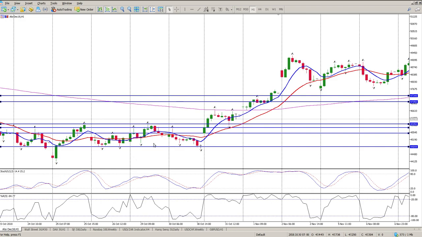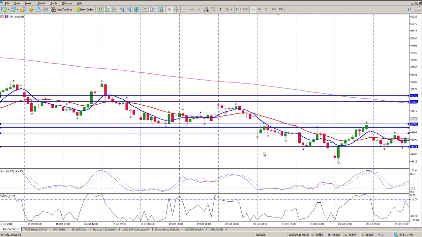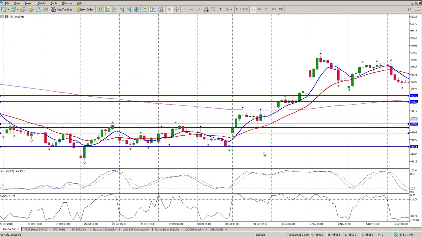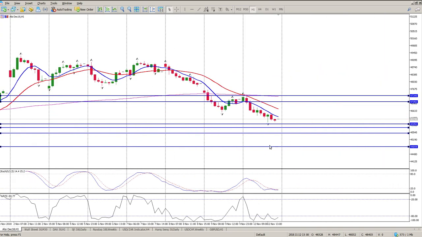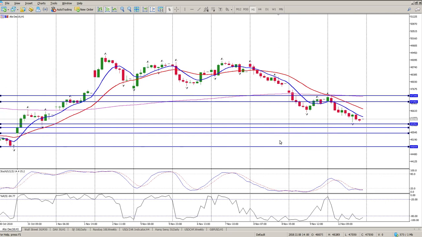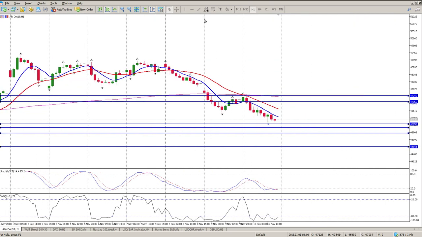Okay, if you look to the left, you'll see there are a lot of buyers at that level. So a lot of people seeing value at that level. So I think that would be my last straw, final straw as such, to get in long. Until then, trend is down. You should be going with the trend.